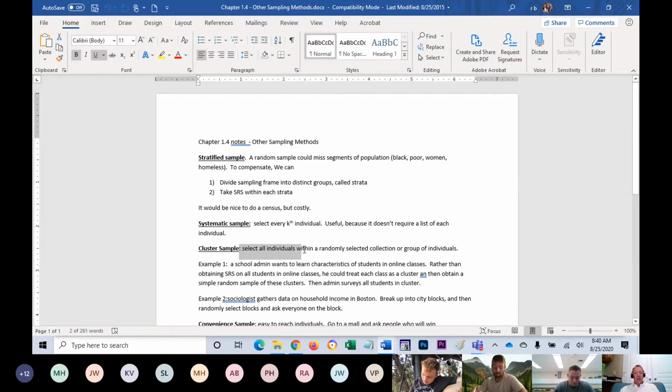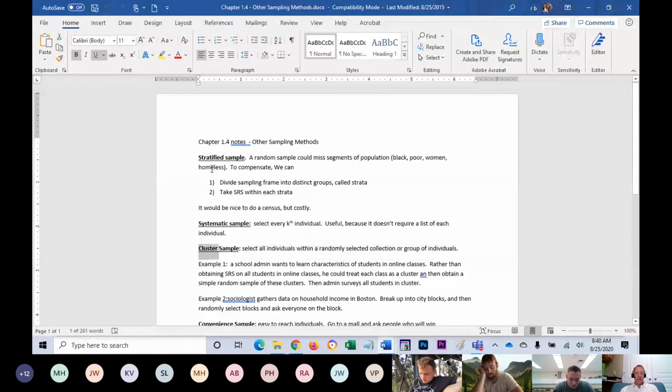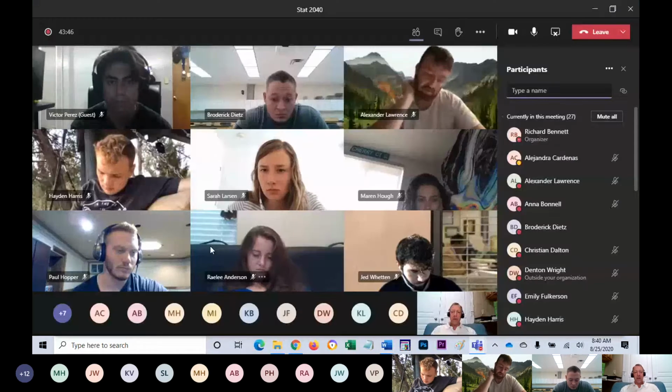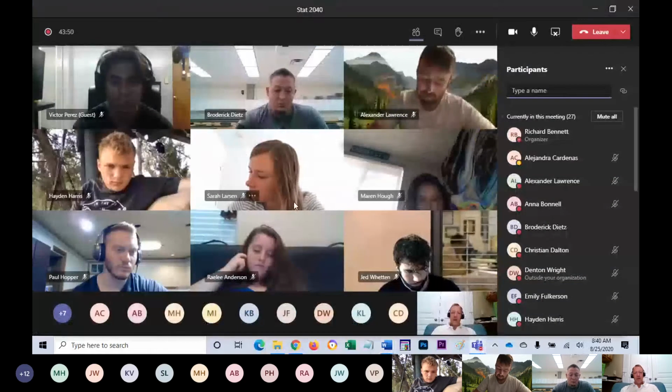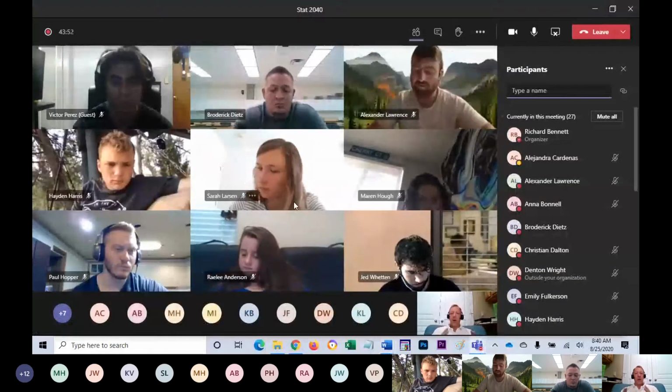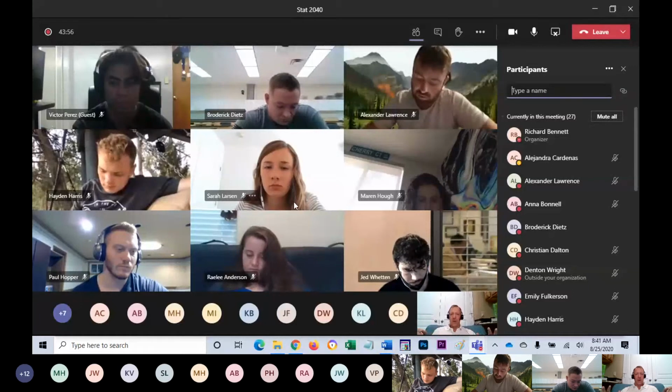The idea is you select all the individuals within a randomly selected collection or group of individuals. A lot of people mix up cluster with stratified. So here's the difference. With a cluster sample, let's say that I wanted to poll all of the English students at Utah Valley University.